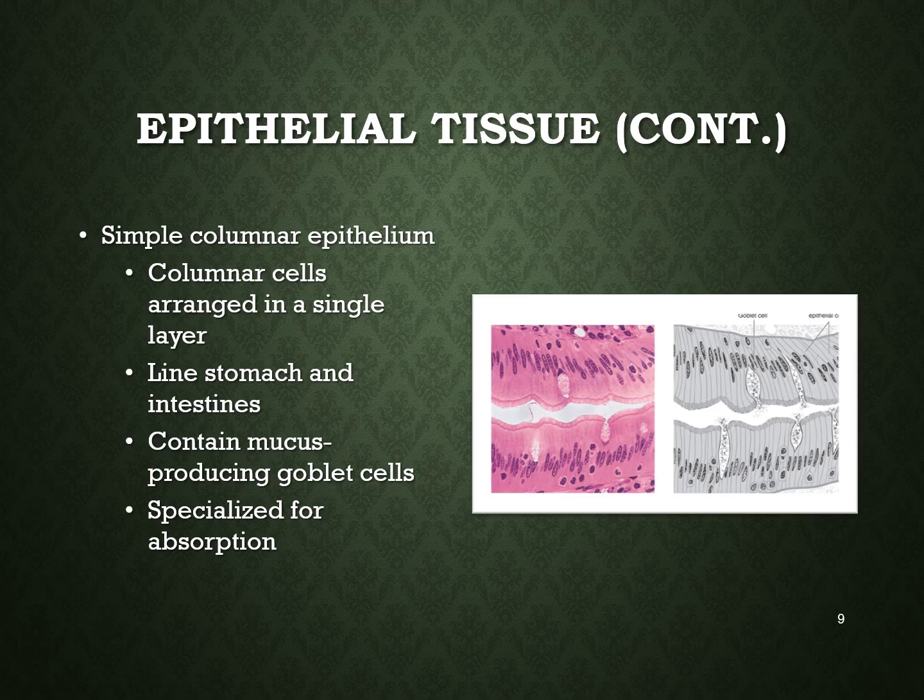The third type of epithelial tissue that we're going to talk about is columnar. Columnar cells are taller than they are wide, thusly they look like a column. Simple columnar epithelium arrange themselves in a single layer and typically line pathways where there are mucus-secreting cells called goblet cells. These types of cells specialize in absorption, and that's why they work really well in areas like the small intestine, the large intestine, and the stomach.